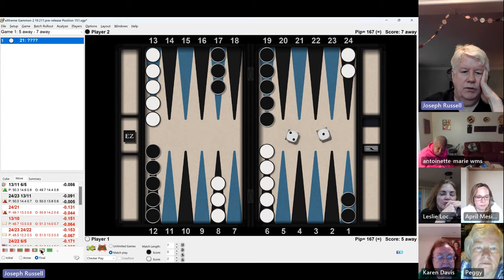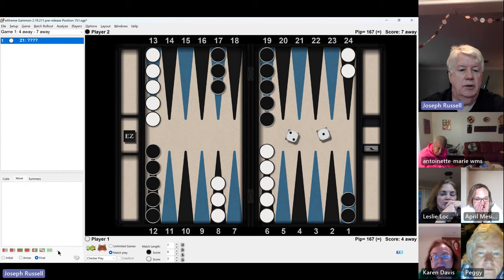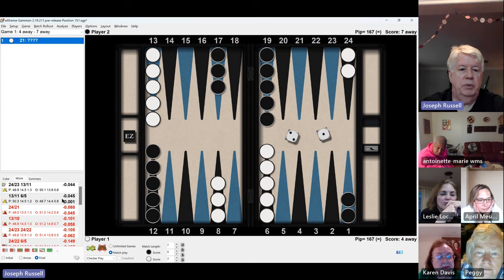5 away, 7 away, 13-11-6-5. But here's where it should change. We're going to now have a 3-point lead. So at 3-0, 4-0, and 5-0, we should be splitting. Okay, so 3-0, split. It's almost a wash here. It's 0.001. That's like optional.